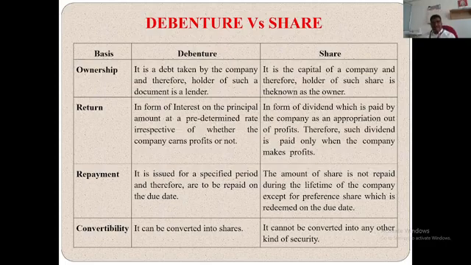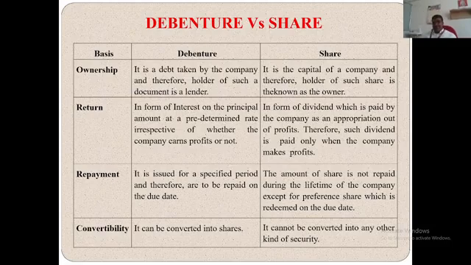Difference between shares and debentures. First, on the basis of ownership: a debenture is a debt taken by the company, and therefore the holder of such a document is a lender. So the debenture holder is one of the liabilities, but a share is the capital of a company, and therefore the holder of shares is known as an owner. Next, return: debenture holders receive interest on the principal amount at a predetermined rate, irrespective of whether the company earned profit or not.